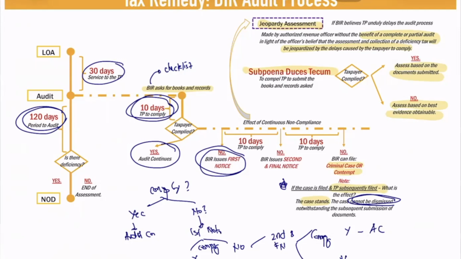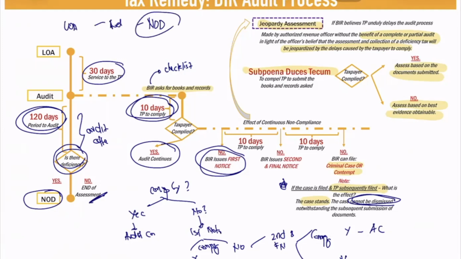So that is the audit process. Now, after the audit process, there's now the audit, right? After that, there will be finding whether there is a deficiency or there is no deficiency. If there is deficiency, then there is notice of deficiency. But if there's no deficiency, end of assessment. So by now, what they finish only is LOA, audit, and then notice of deficiency.